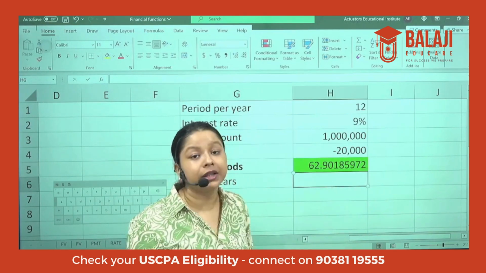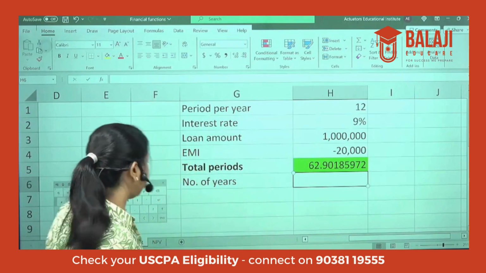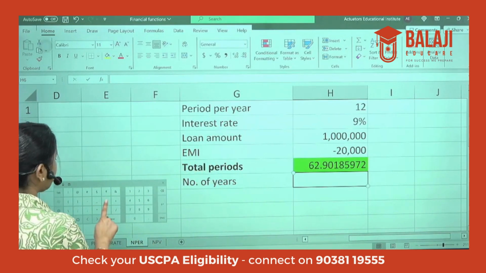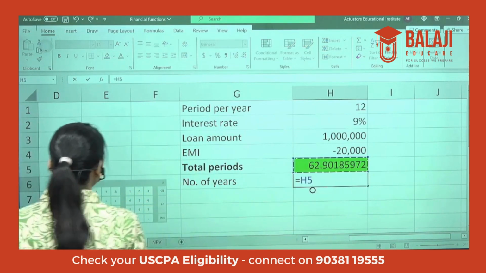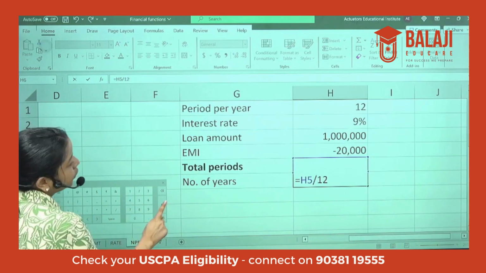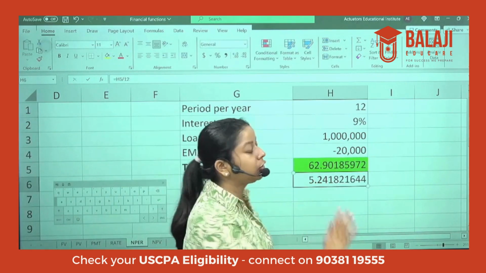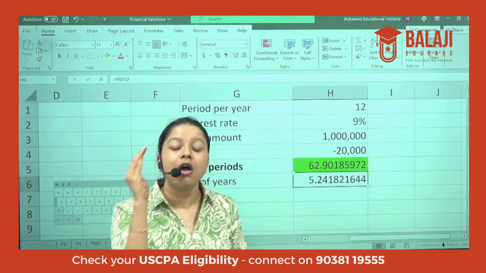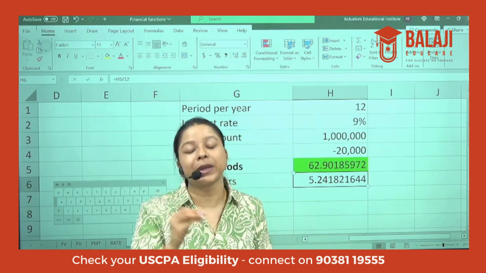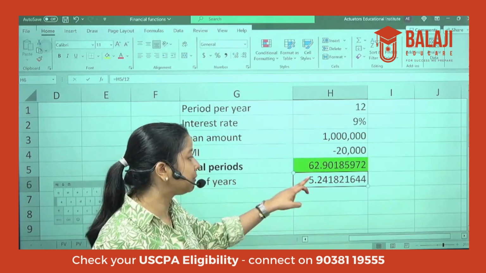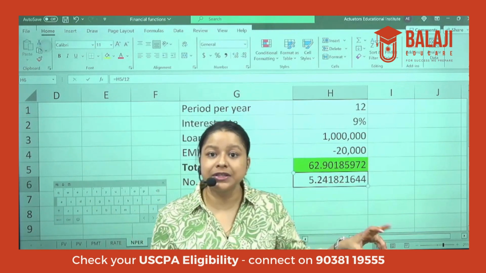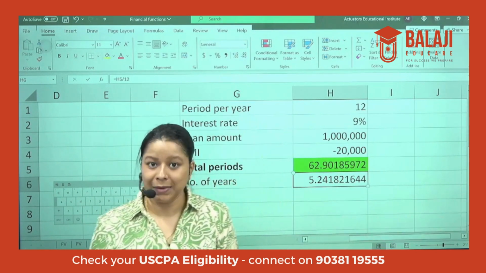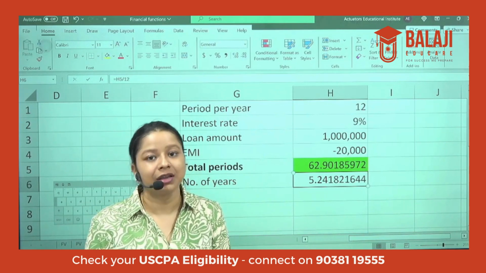If you want to calculate the total number of years instead of representing it in months, we can just take this figure and divide it by 12 to get the total number of years, which is 5.2. So you are making equal installments of 20,000 for 5.2 years. When I say this, it means that you are making it for 5 years and another few months. Thank you so much. That's NPER for you.